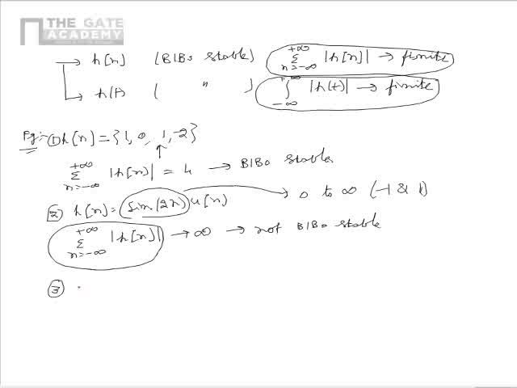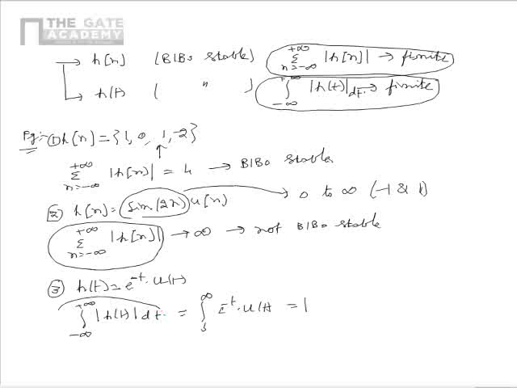Now let us consider another continuous time LTI system of impulse response h of t is equal to e power minus t into u of t. Here, for the system to be stable, integral minus infinity to plus infinity mod of h of t dt should be finite. So integral 0 to infinity e power minus t dt, if we find out, this is equal to 1. So as integral minus infinity to plus infinity mod of h of t dt is finite, we see that the given continuous time LTI system is stable in BIBO sense.